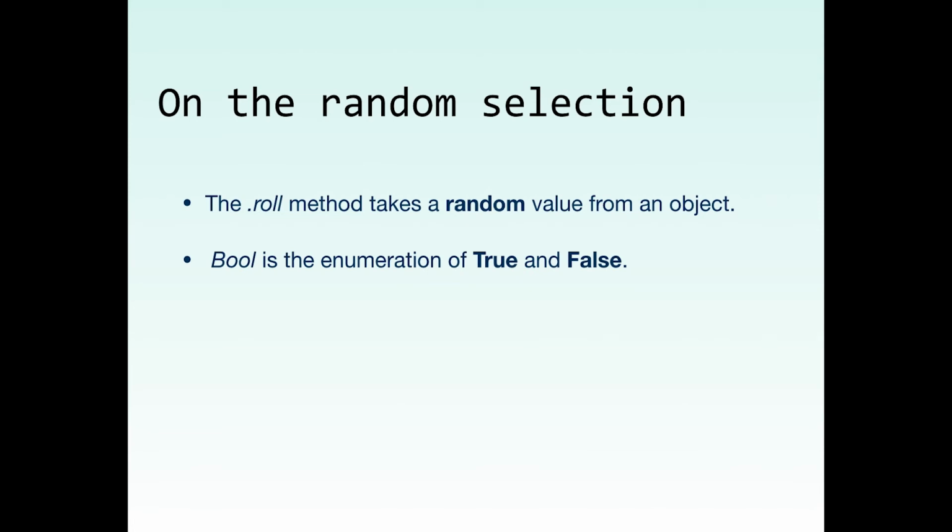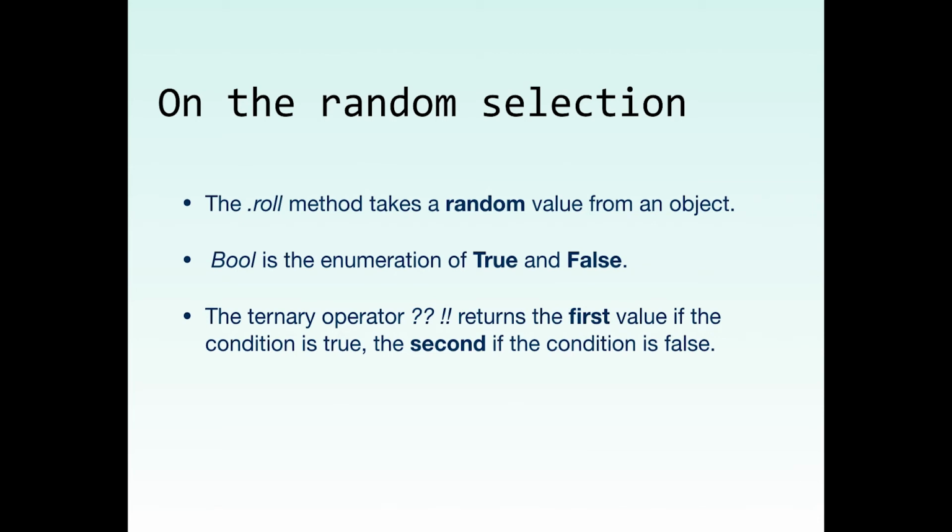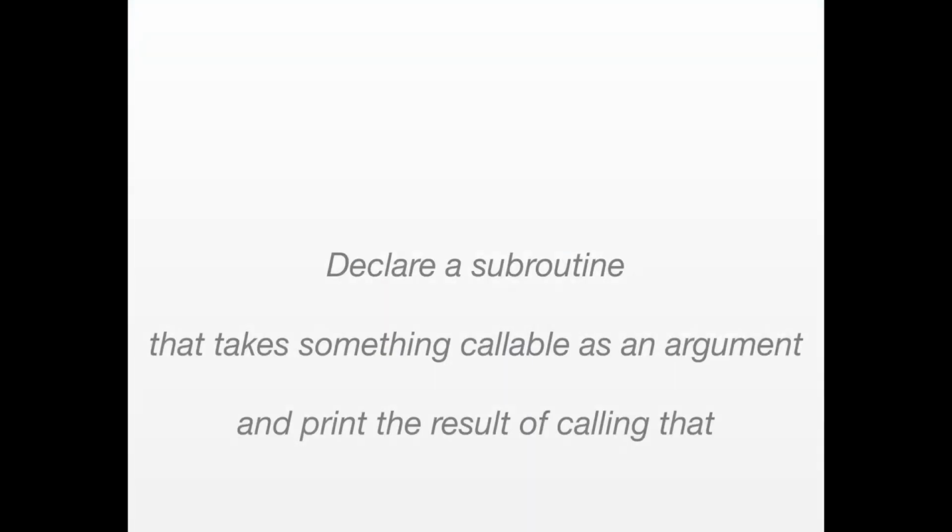The bool is the enumeration of true and false. Basically, you could think of it as a list of two elements, namely true and false. The ternary operator, the double question mark and double exclamation mark, returns the first value if the condition is true and the second if the condition is false. And note that you don't actually need to specify the ampersand there to call a subroutine in a variable. You can just use the name, like you would with a sub.